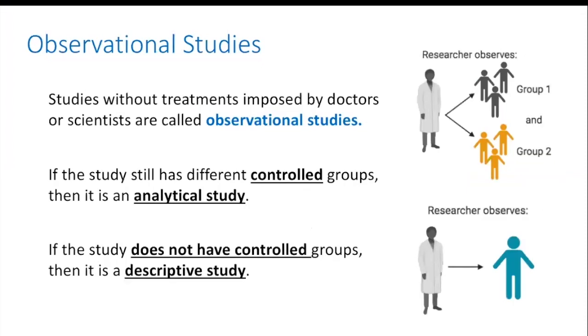Another type of study are observational studies, which are studies without treatments given by doctors or scientists. If a study has two groups and compares the outcomes between these two, then it is called an analytical study. If a study does not have two groups, then it is called a descriptive study.